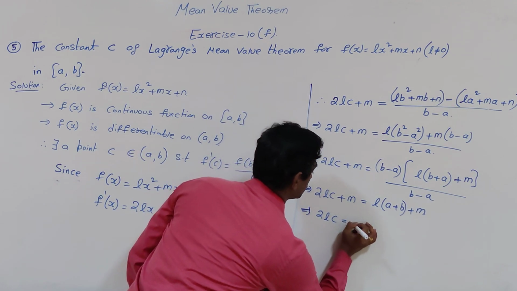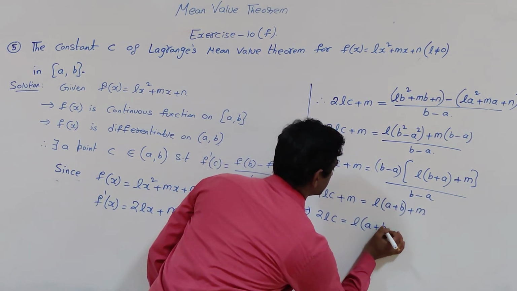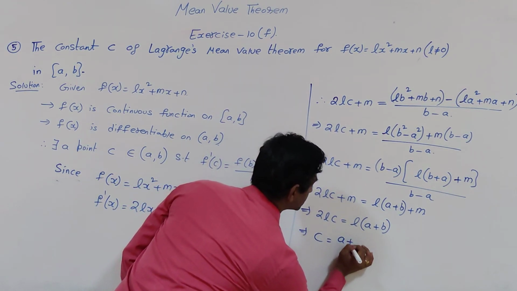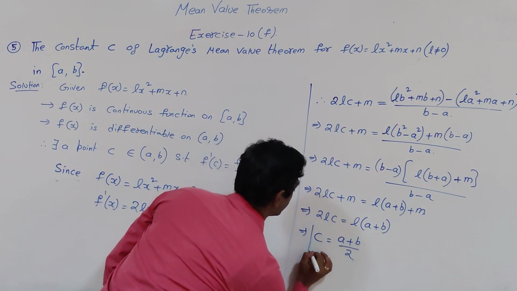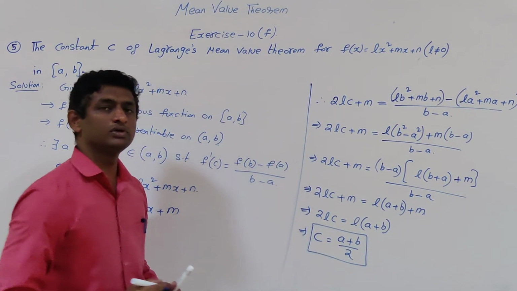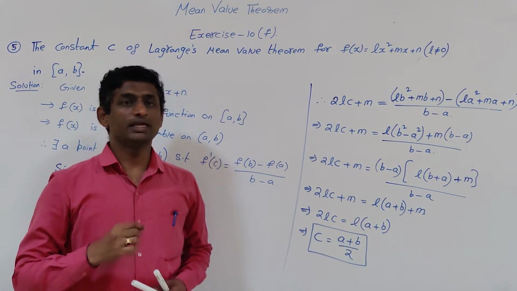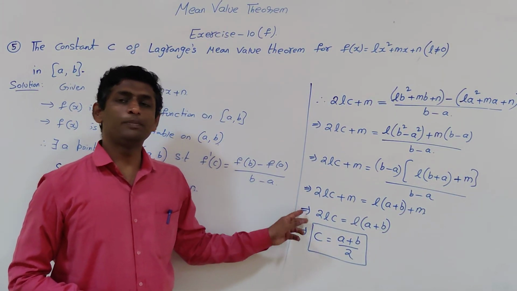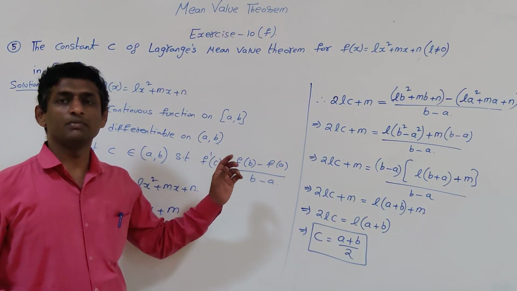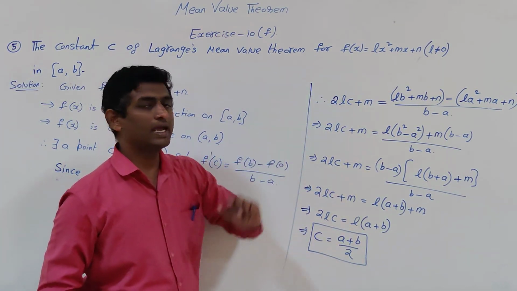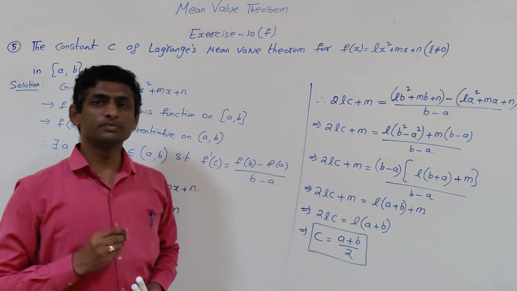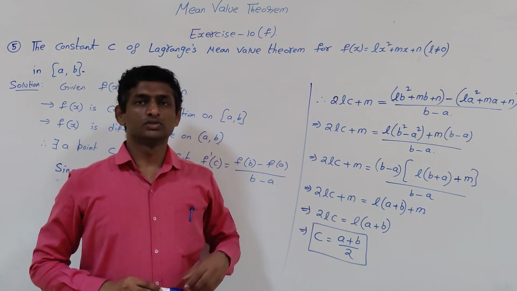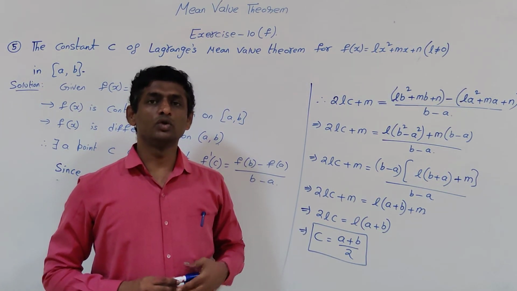2Lc is equal to L times of (a plus b). So again, L get cancelled. So what will be C? (a plus b) by 2. So that is the value of C in the given interval a and b. So it seems to be the midpoint of a and b. The midpoint of a and b is also a point which lies between a and b. So these are the problems from the Rolle's theorem and Lagrange's mean value theorem. So in the next session we'll come back with the new topic. Thank you.